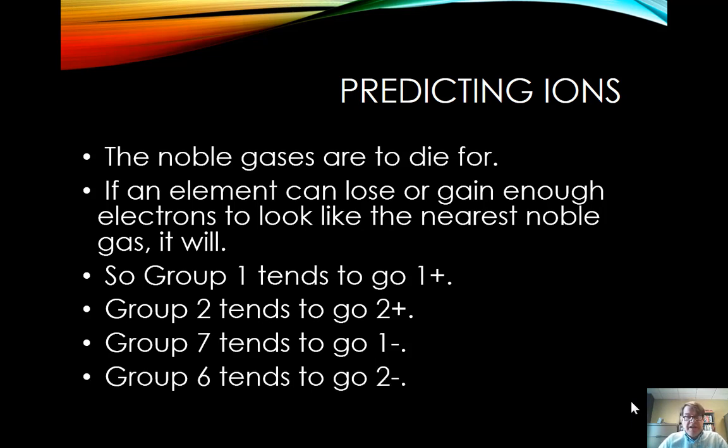Finally, group 6 tends to go -2. These are the ones that are just 2 away from the nearest noble gas. So this is how you can kind of predict. Ions tend to be on the edges of the periodic table that either by gaining or losing electrons can become at peace with the world like the noble gases.